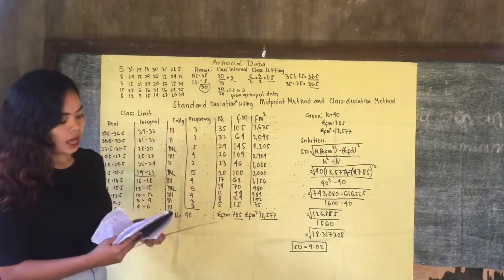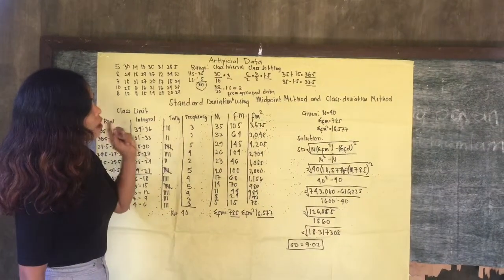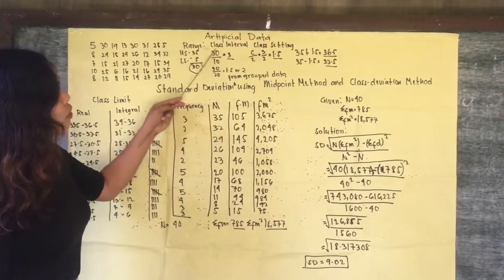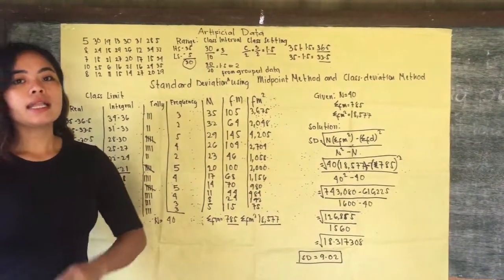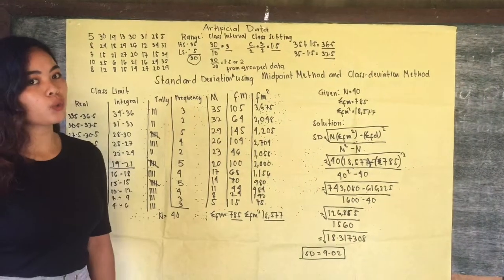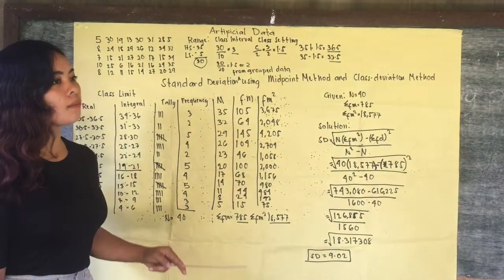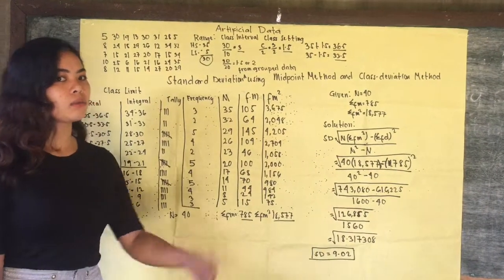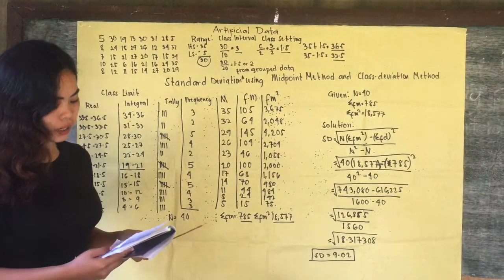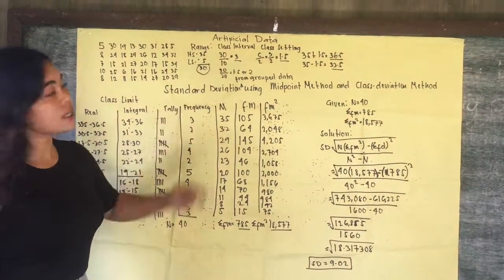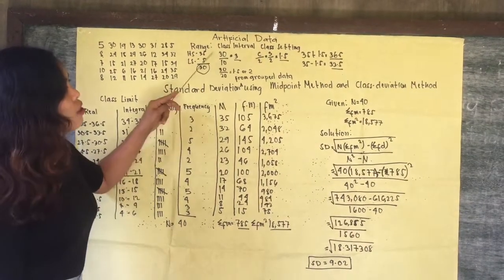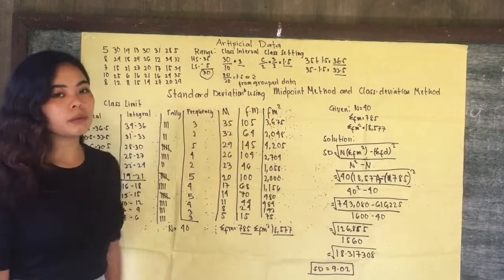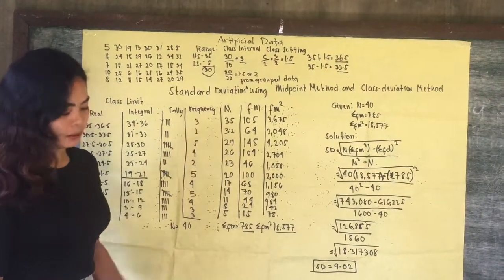So the next is the class interval. To work for the class interval, you only have to divide your range by a number not less than 10 and not more than 20. For now, we will be using 10 as our divisor. So 30, the range, divided by 10 is equal to 3. So 3 will be our class interval.